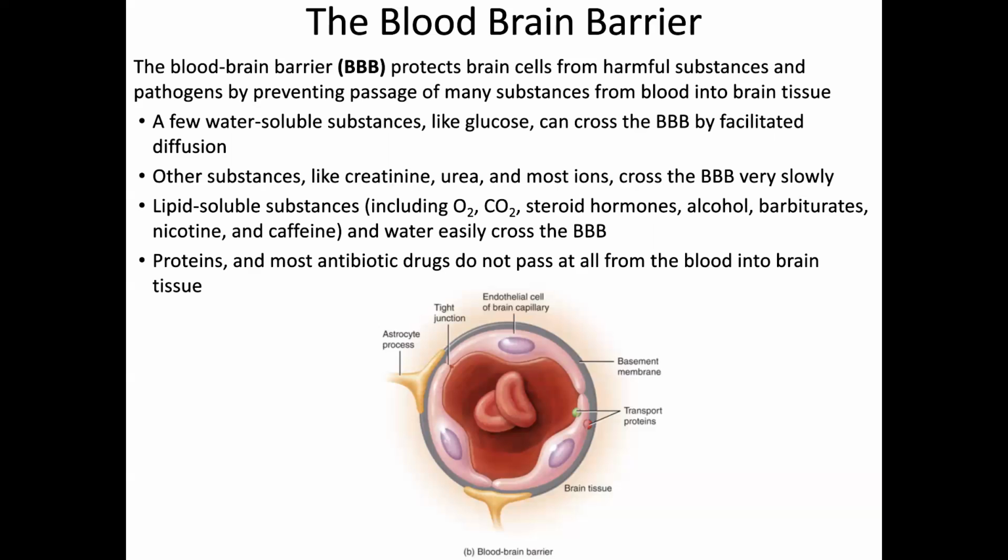All right, and then proteins, most antibiotic drugs do not pass at all from blood into brain tissue. So the blood-brain barrier prevents them from leaving the blood at all.